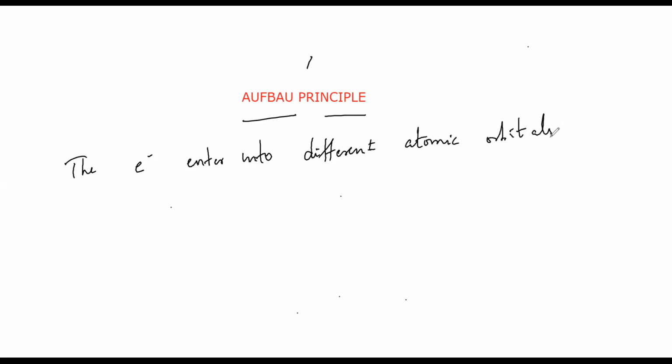Fine. So it states that the electrons enter into different atomic orbitals in the increasing order of their energies.